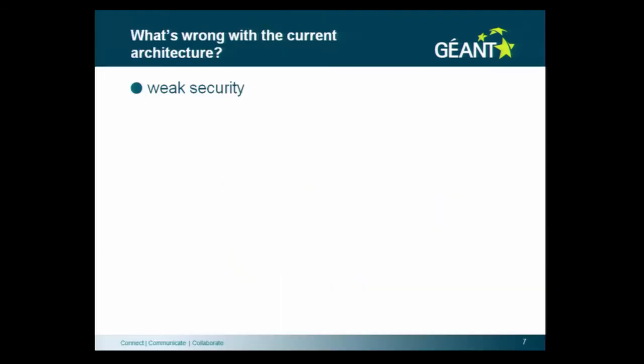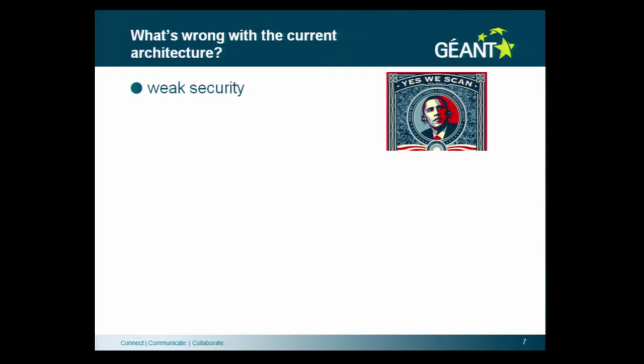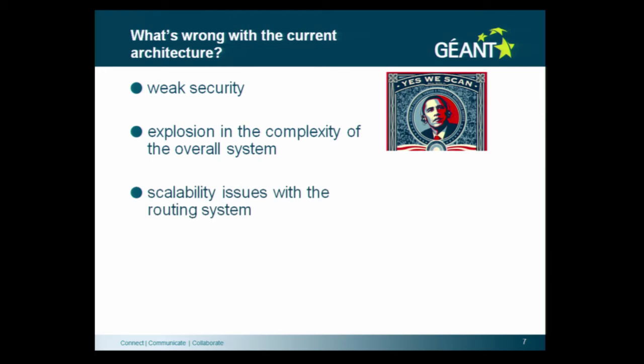So what's wrong with it? Well, you all know we are all researchers in networking, which means there must be some issues with it, or else we would be out of a job. There's weak security, you can't argue with me on that one. There's an explosion in the complexity of the overall system, and there are scalability issues with the routing system.